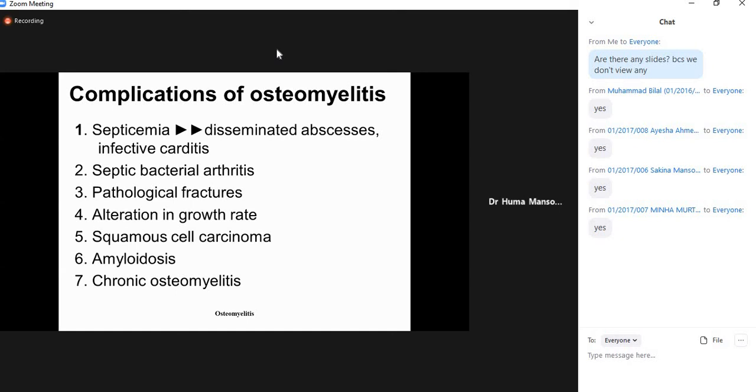So, what are the complications of osteomyelitis? It can lead to septicemia. Always remember, it can occur as a part of septicemia, or it can lead to septicemia. It can be the other way around as well. Septicemia leads to disseminated abscess formation, and it can also lead to infective endocarditis. It can lead to septic bacterial arthritis. It can lead to pathological fractures. Obviously it can cause alteration in the growth rate in infants and children. It can lead to squamous cell carcinoma, pretty rare, but it does happen. Amyloidosis can occur in chronic osteomyelitis.